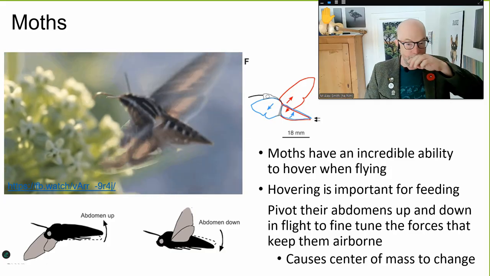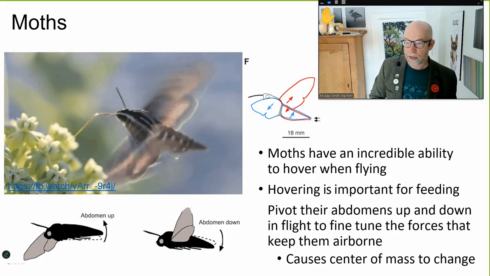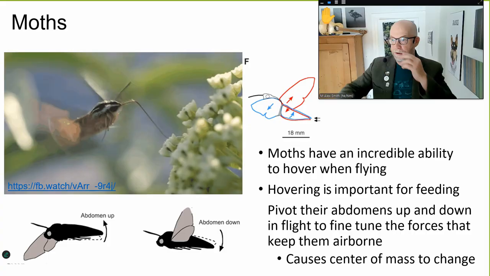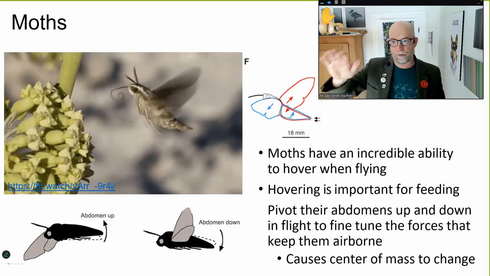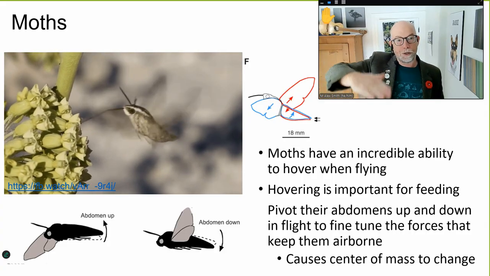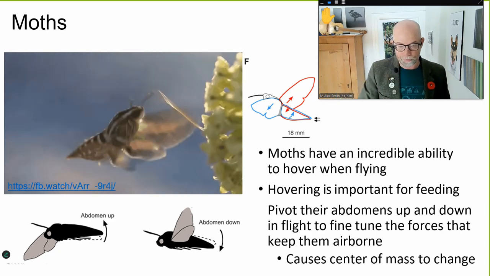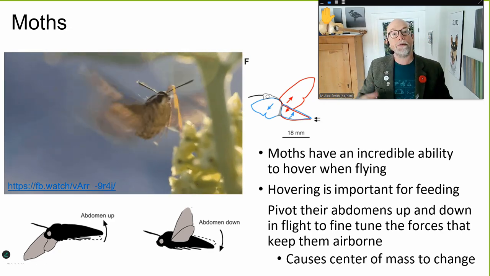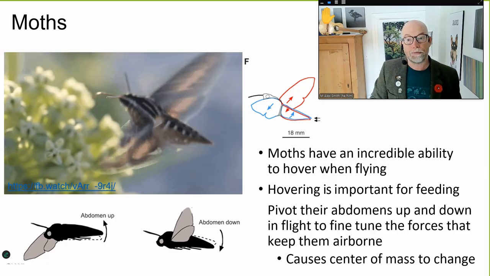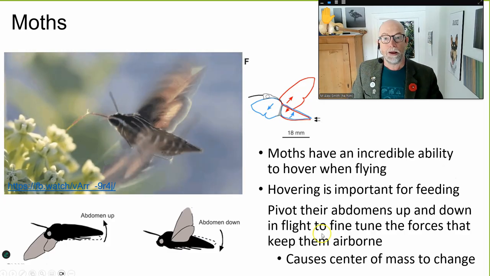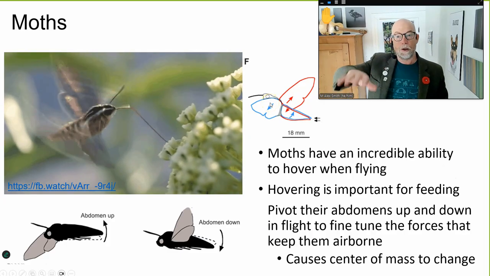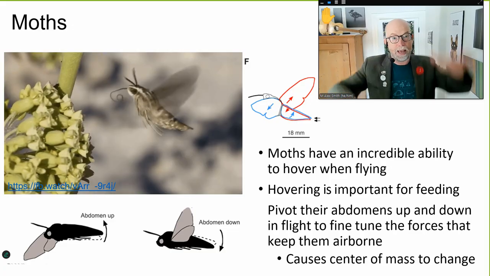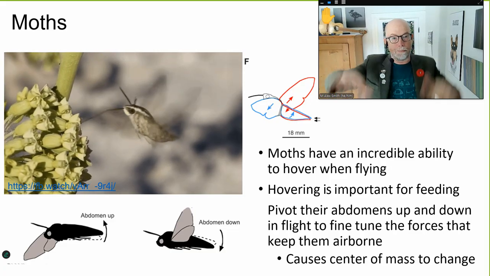So hovering is important for their feeding, and they can pump their abdomen up and down, and you can kind of see it if you watch the video very carefully, that they're fine-tuning the forces that keep them airborne, causing the center of mass to change. But even in addition to this, they have some, so the pumping there is shown by the displacement, so the direction when the wings are going down, the abdomen's going up, and when the wings are going up, the abdomen's going down.